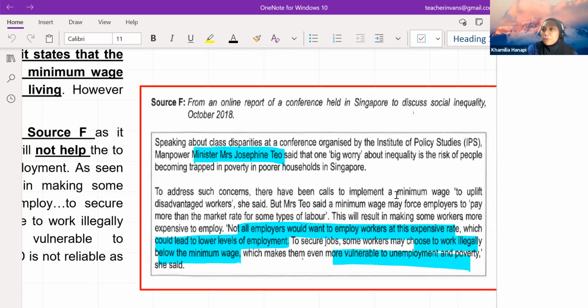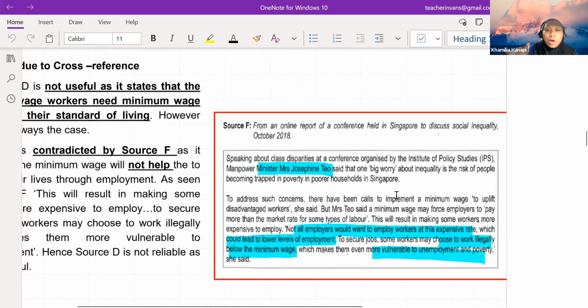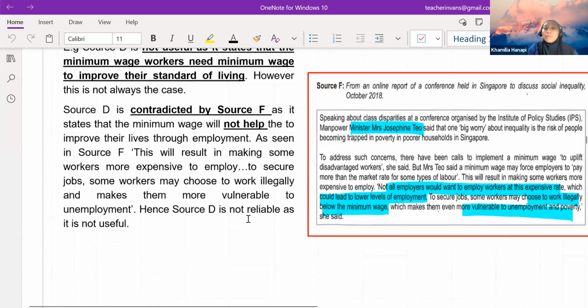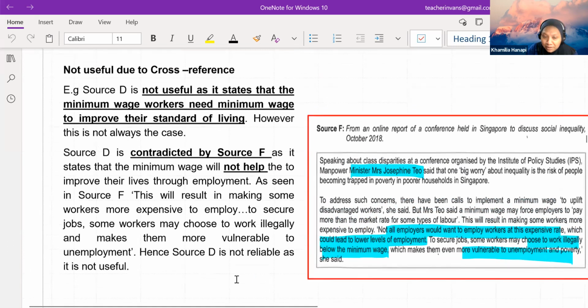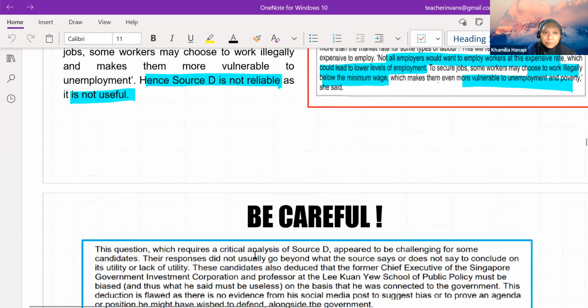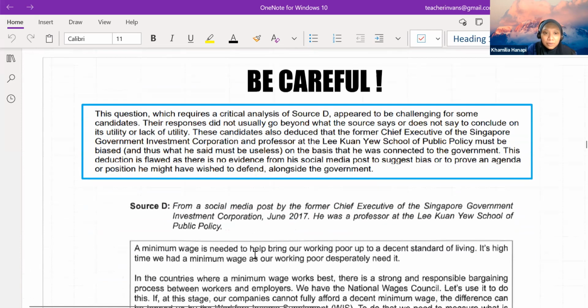So whatever the professor just now said, it doesn't hold, it doesn't stand. So it is contradicted. Okay. And it is because of their cross-reference like this, hence source D is not reliable and thus not useful. This part. Okay. Now, moving on. Be very careful about this. Okay, that's what I wanted to tell you.